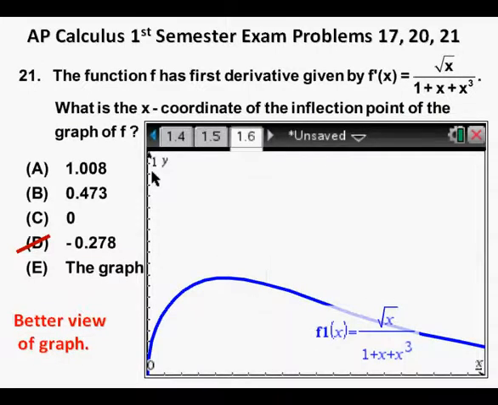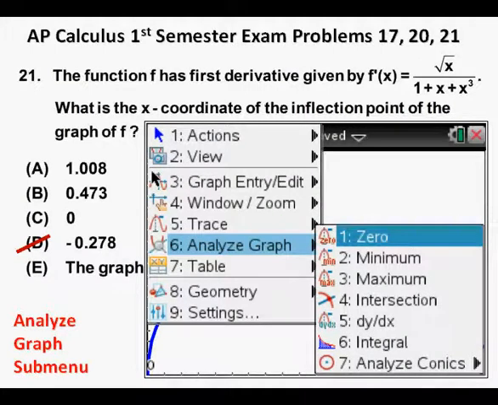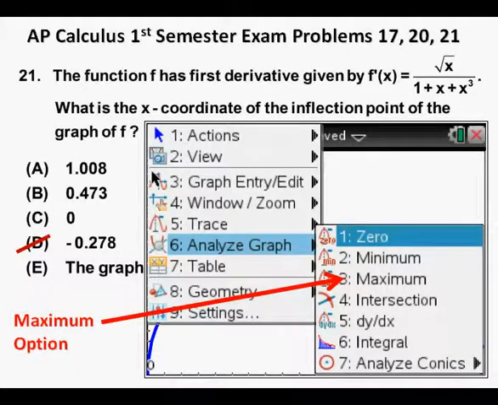And this high point of f prime of x, where the slope of the graph is 0, the maximum of the graph, where the slope of the graph changes from positive to negative, represents the x-coordinate where we have our point of inflection. And to find this maximum, we'll go first to Menu. We'll go next to Analyze Graph, option number 6. And pressing 6, this is what we get, the Analyze Graph submenu. And since we're looking for a maximum, here is where it is on our graph, option number 3.